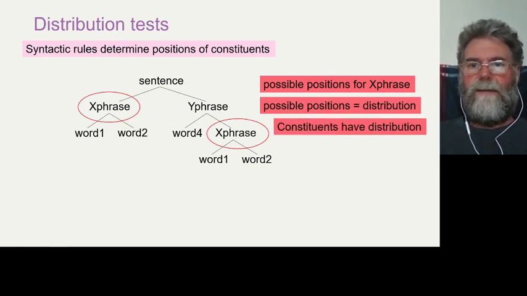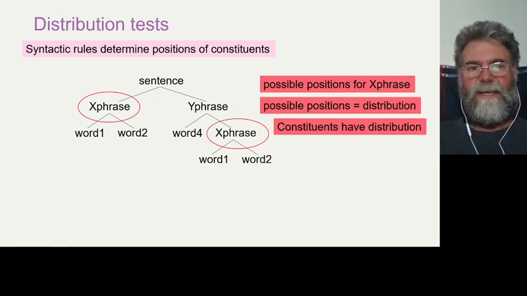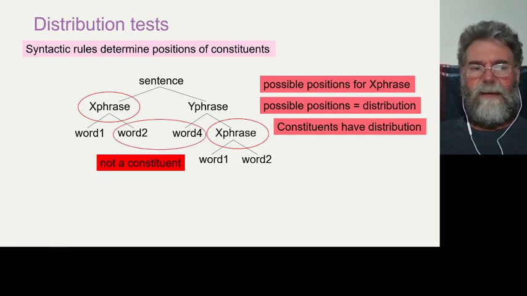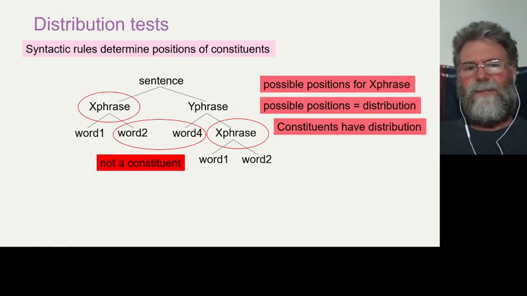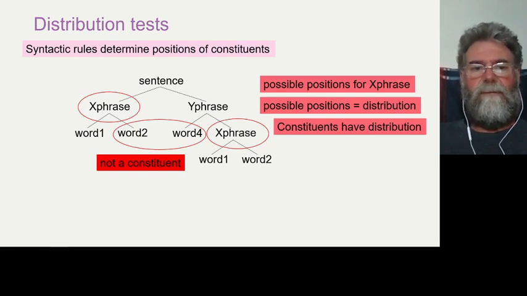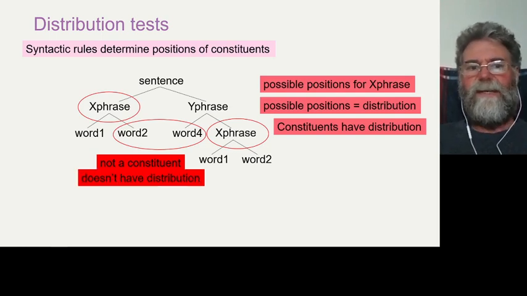And we can also see that the same is not going to be true of things which are not constituents. So, for example, take word 2 and word 4 in this structure here. Those two words don't go together to form any kind of distribution. Therefore, there is no syntactic rule which tells us where to put word 2 and word 4 together as a unit. There's just simply no rule that does that, and therefore we wouldn't expect to find any distributional pattern of those words going together in other sentences. They just simply won't have a distribution.